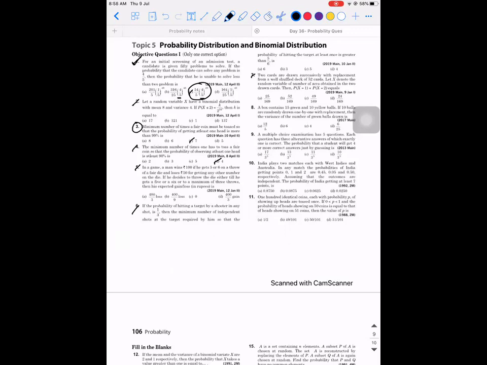In a game, a man wins rupees 100 if he gets a 5 or 6 on a throw. So what is the probability of getting a 5 or 6? 1 by 3, sir. It is 2 out of 6. Yes.